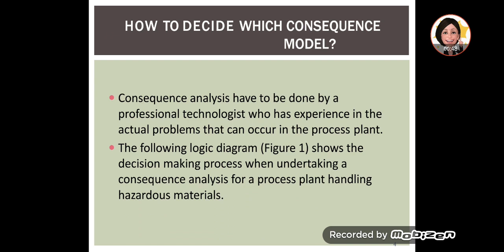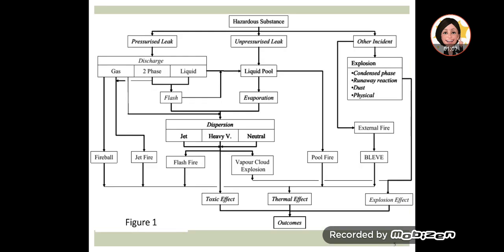So how do we decide which consequence models to use? Consequence analysis is usually done by a professional technologist who has experience in the actual problems that can occur in a plant. Following is a logic diagram which shows the decision-making process when undertaking a consequence analysis. Okay, so this is an overall diagram.